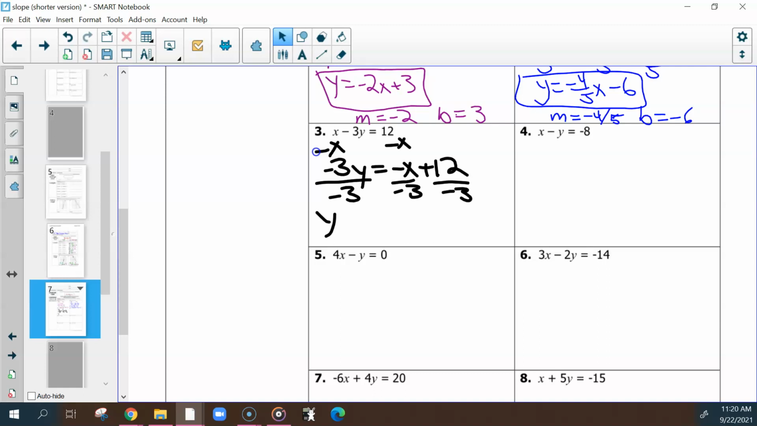So you have 2 negatives that become a positive. This is really -1x, so that becomes positive 1/3 x, or just x over 3, either of those is fine. 12 over -3 becomes -4. So our slope is 1/3 and our y-intercept is -4.